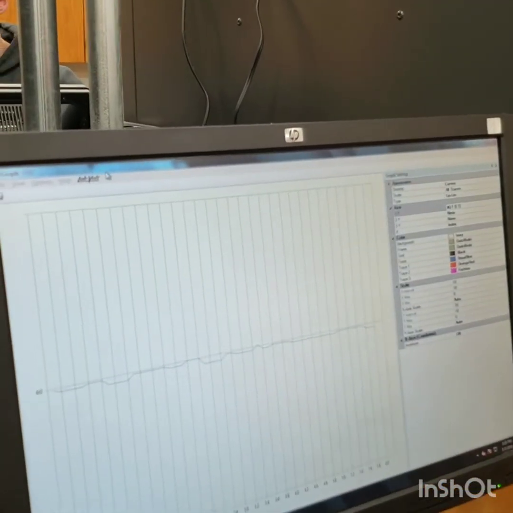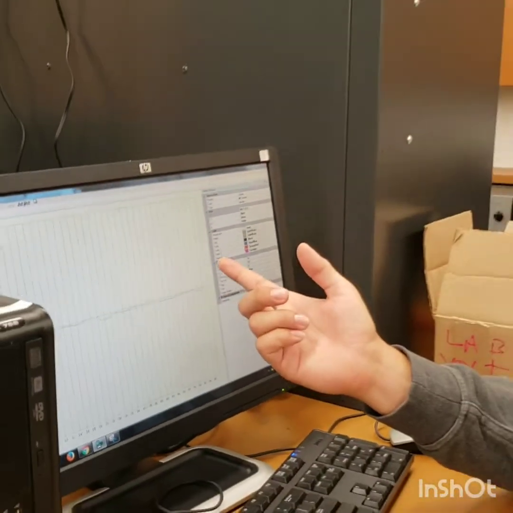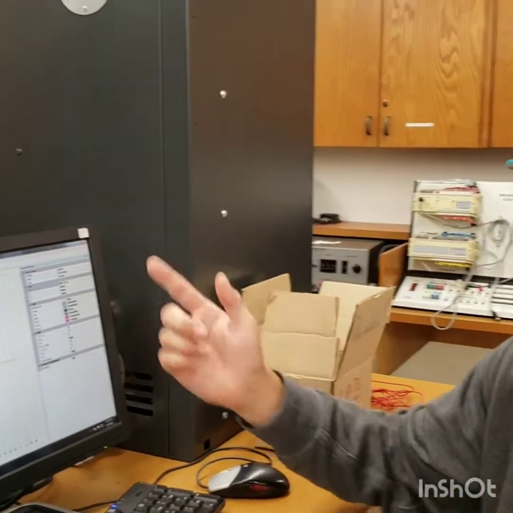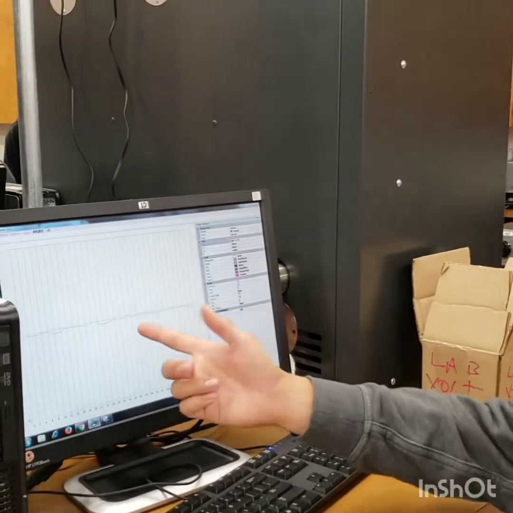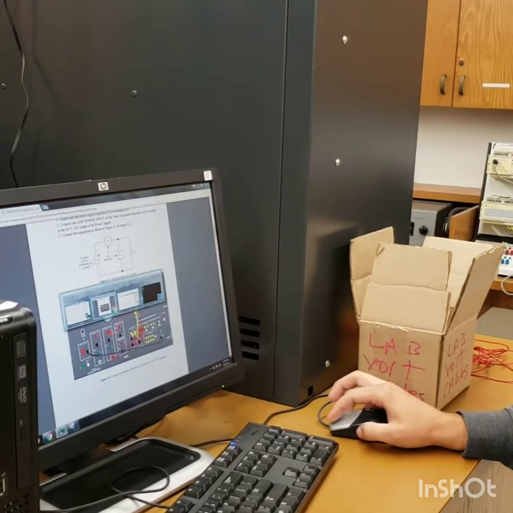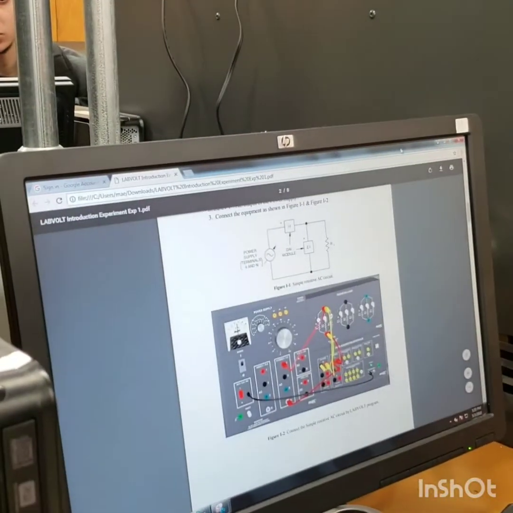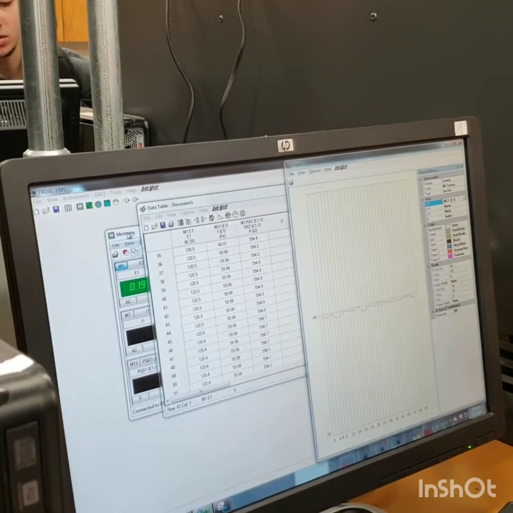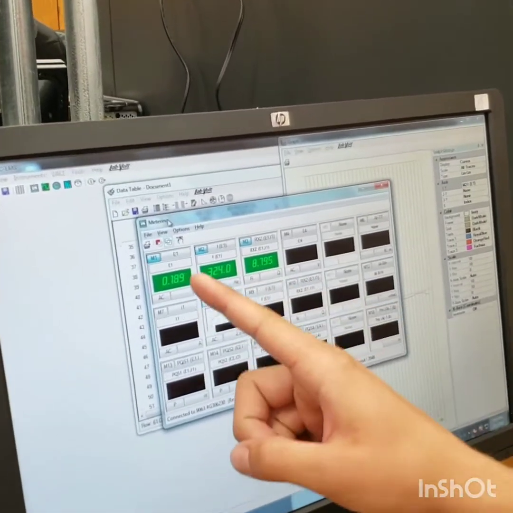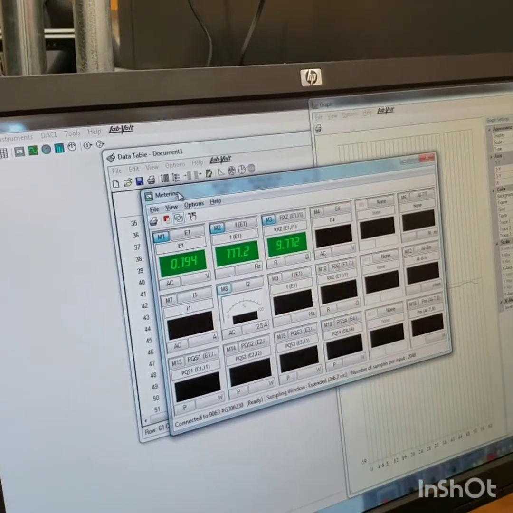And this is the graph that we got for frequency. There's 60 hertz AC coming from the wall, so it seems to make sense that there'd be very little change between 60 and like 59.8. And then we have on the LabVIEW itself our voltmeter right here, our ammeter, and our frequency.